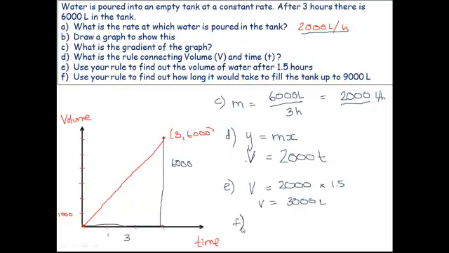And the last bit, F, it says now use your rule to find out how long it would take to fill up the tank to 9,000 liters. So now we know V is 9,000. That's equal to 2,000 times t. It says how long does it take, so we want t. So if I divide both sides by 2,000, okay, I can cancel out all those zeros. 9 divided by 2 is 4.5. So that means it's going to take 4.5 hours to fill up the tank to 9,000 liters.